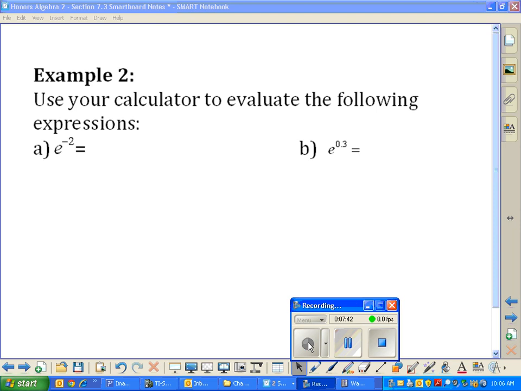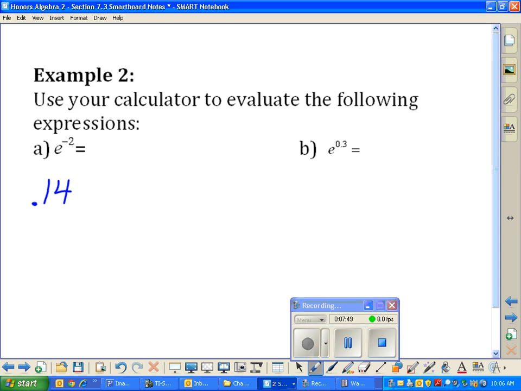As I walked around, I saw this one. About 0.14 is what I was seeing as I walked around. This one here, you could use your approximately symbol, about 1.35. Okay, now this example, such a nice segue into our opportunity to graph these equations with e.